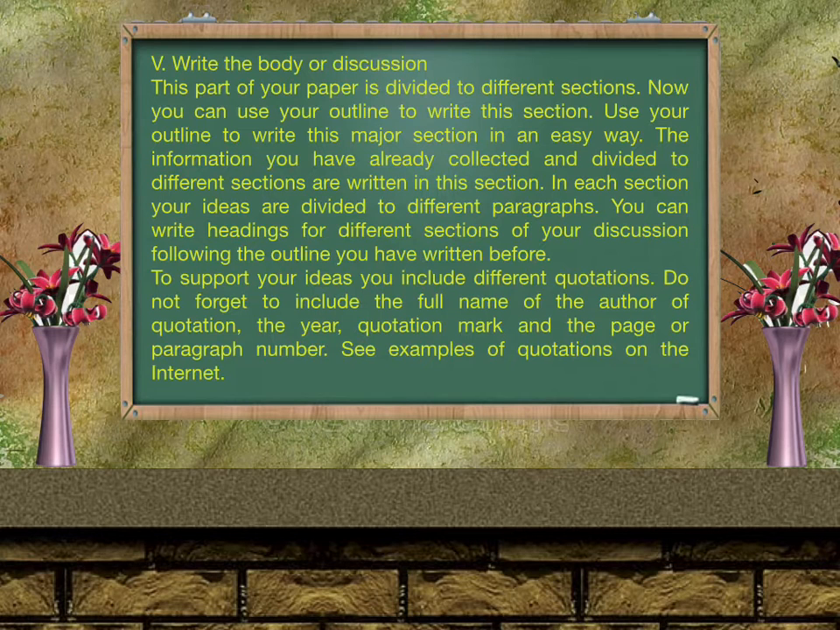Write the body or discussion. This part of your paper is divided to different sections. Now you can use your outline to write this section. Use your outline to write this major section in an easy way. The information you have already collected and divided to different sections are written in this section. In each section, your ideas are divided to different paragraphs. You can write headings for different sections of your discussion following the outline you have written before.